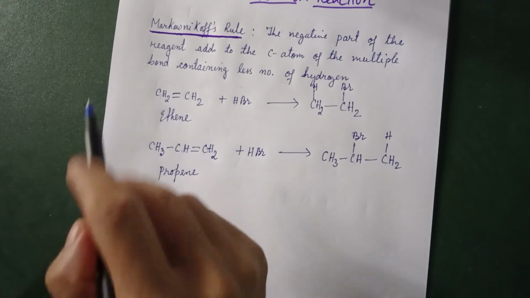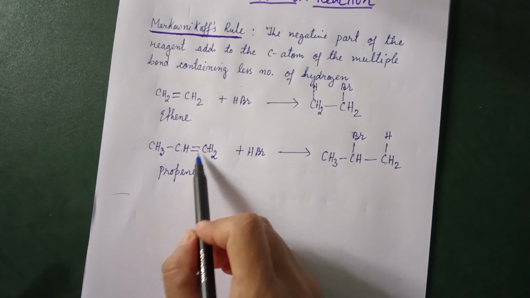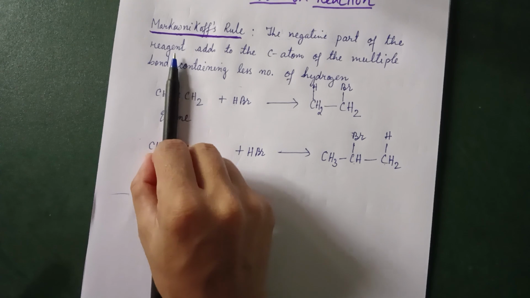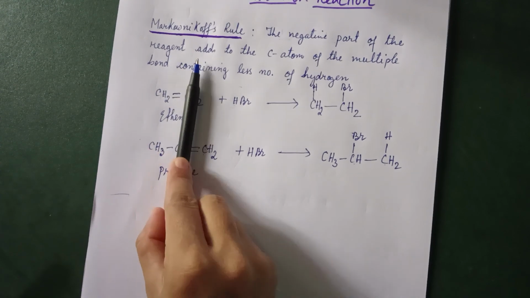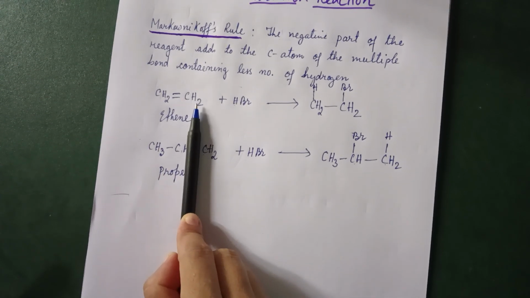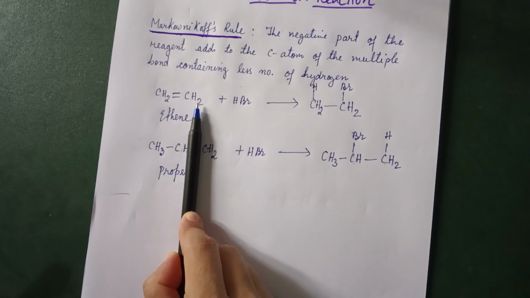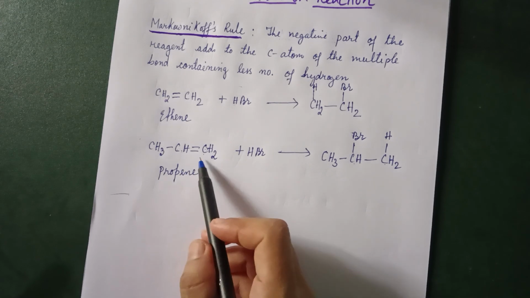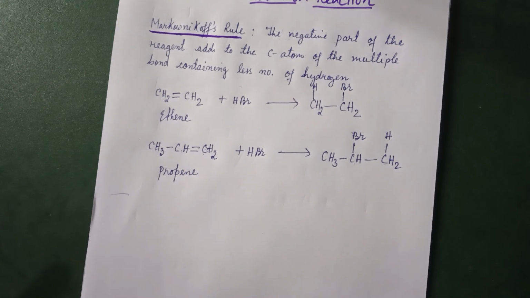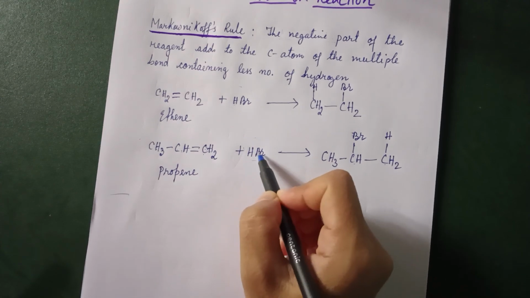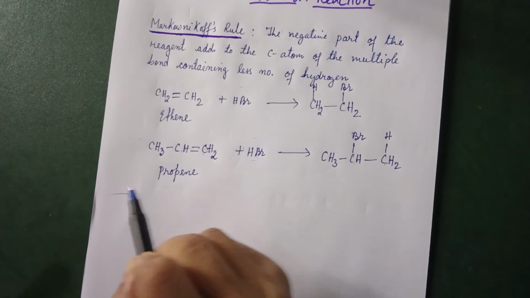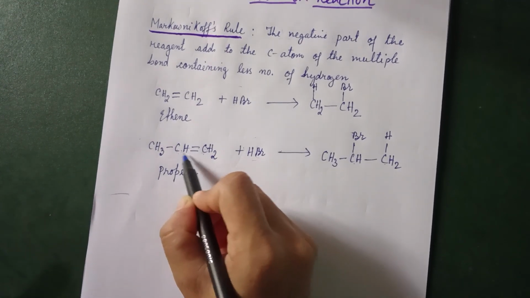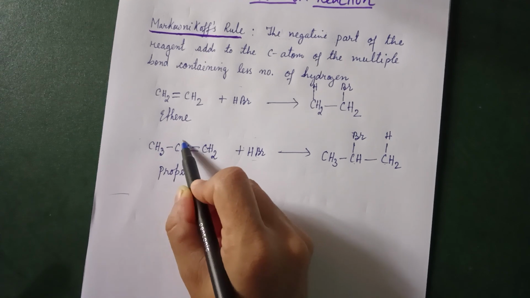Now see what we have to know. In the case of alkenes, the difference between this alkene and this alkene is that this one is called a symmetrical alkene, that means we can divide it into 2 equal halves. But in the case of this alkene, we cannot divide it into 2 equal halves. This is called an unsymmetrical alkene. In the case of an unsymmetrical alkene, or an unsymmetrical compound with multiple bonds, the negative part of the reagent, here Br, will go to the carbon atom of the multiple bond (it can be a triple bond also) containing less number of hydrogens.